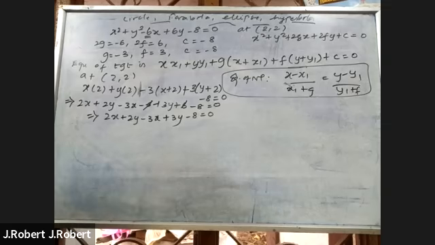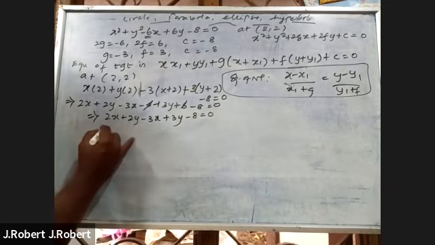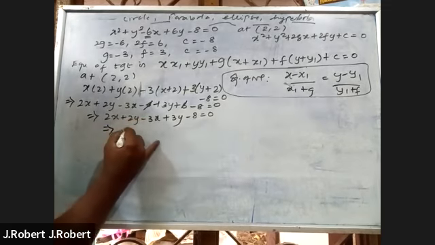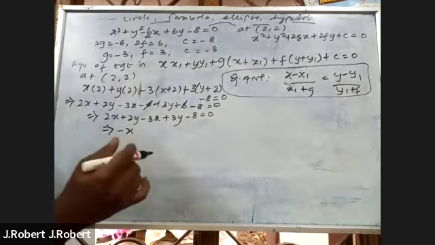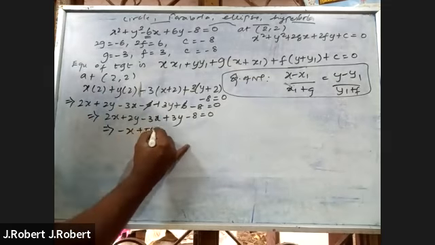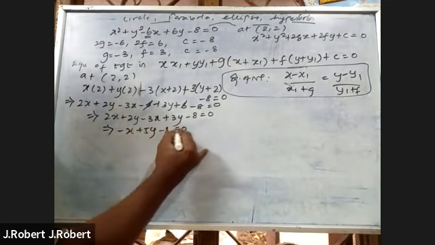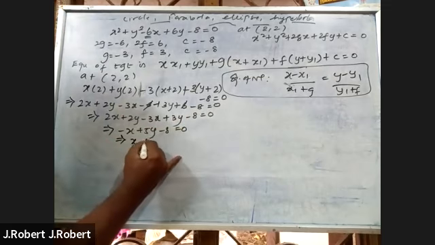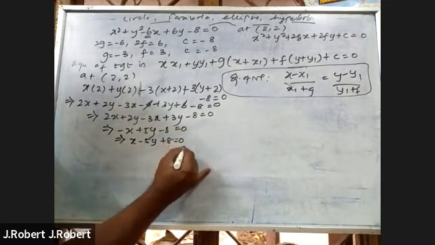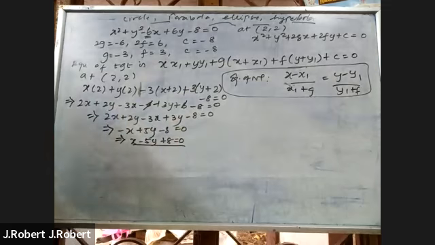We have got the things as minus 3x. So if you simplify this, 2x minus 3x will get minus x, 2y plus 3y will get plus 5y, and minus 8 equal to 0. Throughout dividing by minus, we'll get x minus 5y plus 8 equal to 0. This is the required equation of the tangent.